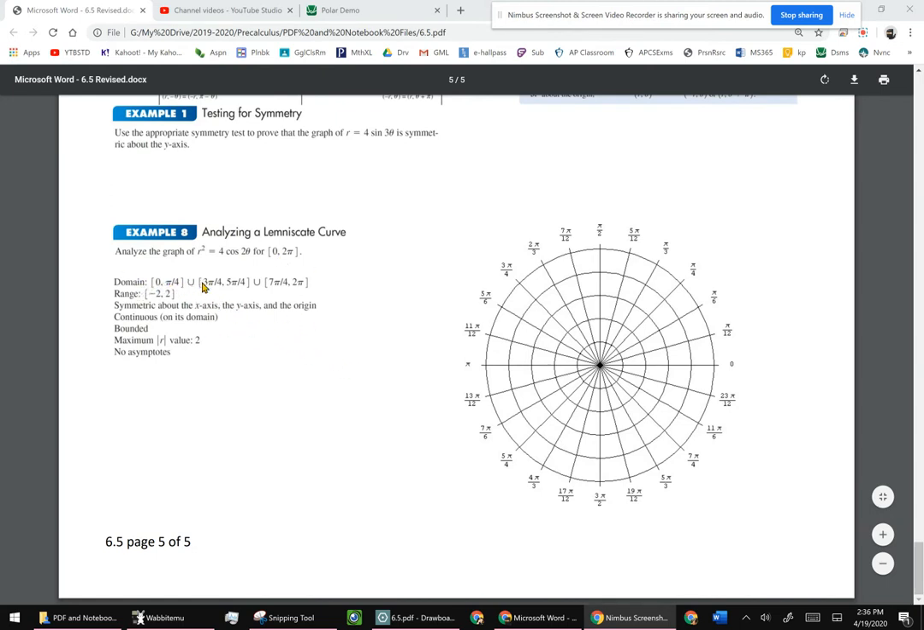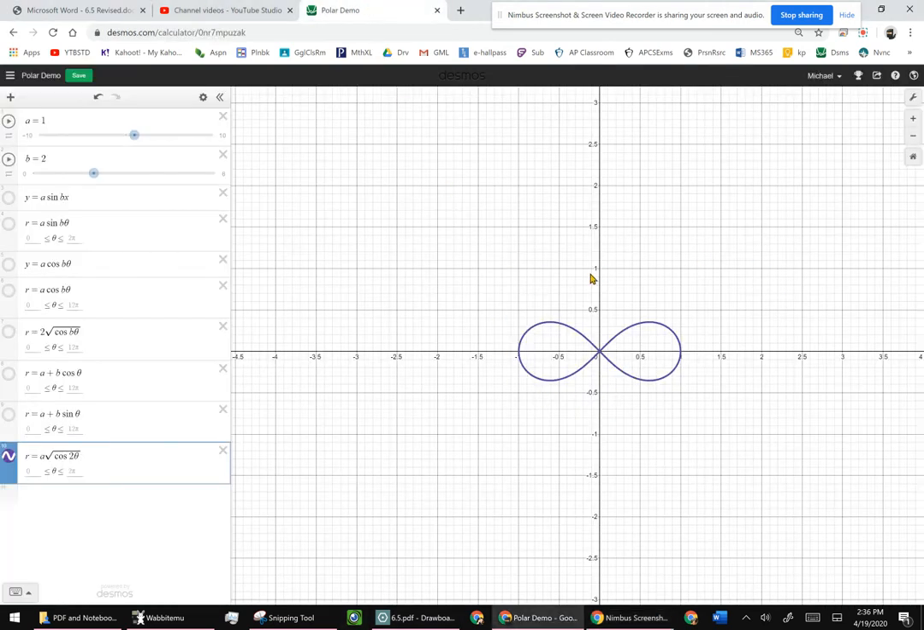Notice the domain is a little bit more interesting here. So let's go ahead and take a look. Oh, that's how it looks. Looks like an infinity sign.